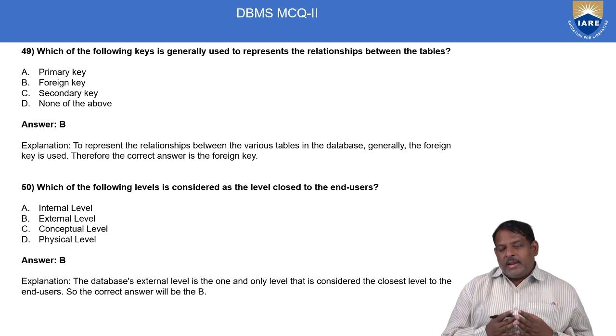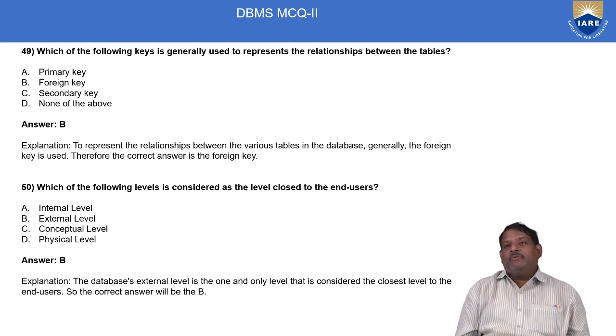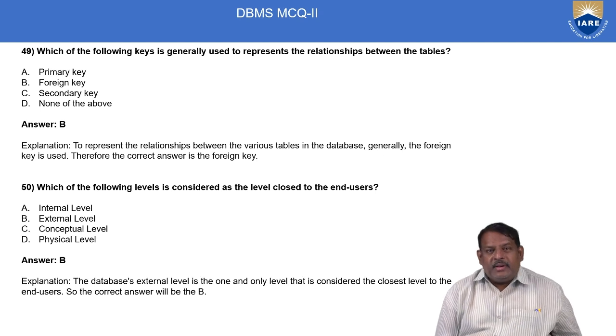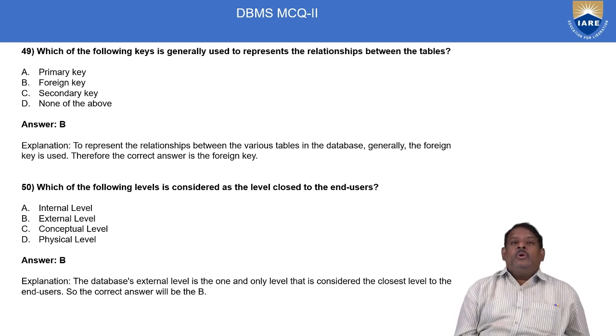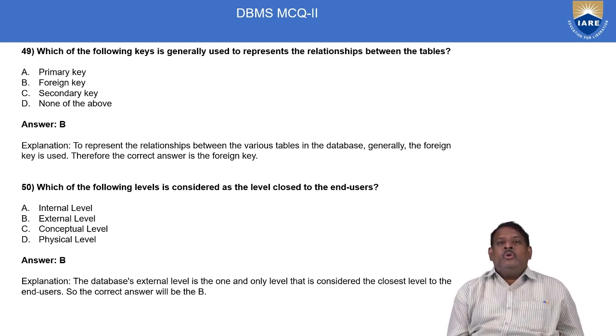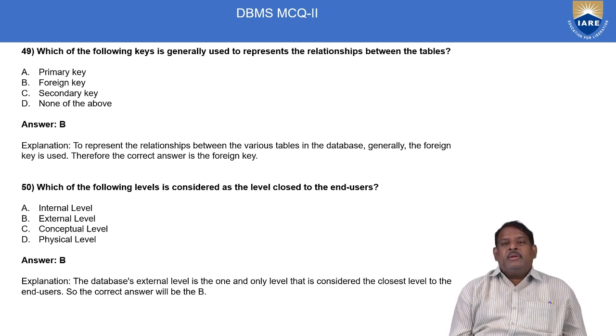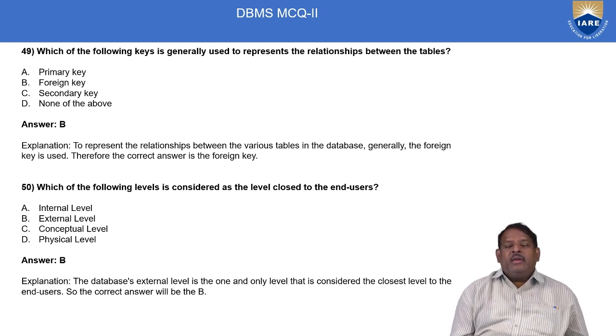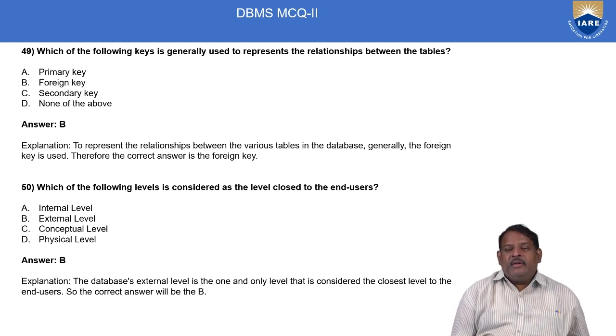So a main master table will have a primary key, and using that key it will be referred to in the child table as a foreign key. So the right answer is B. To represent the relation between the various tables in the database, generally the foreign key is used. The foreign key relation is nothing but making a relation between two tables if they are interconnected or interrelated.